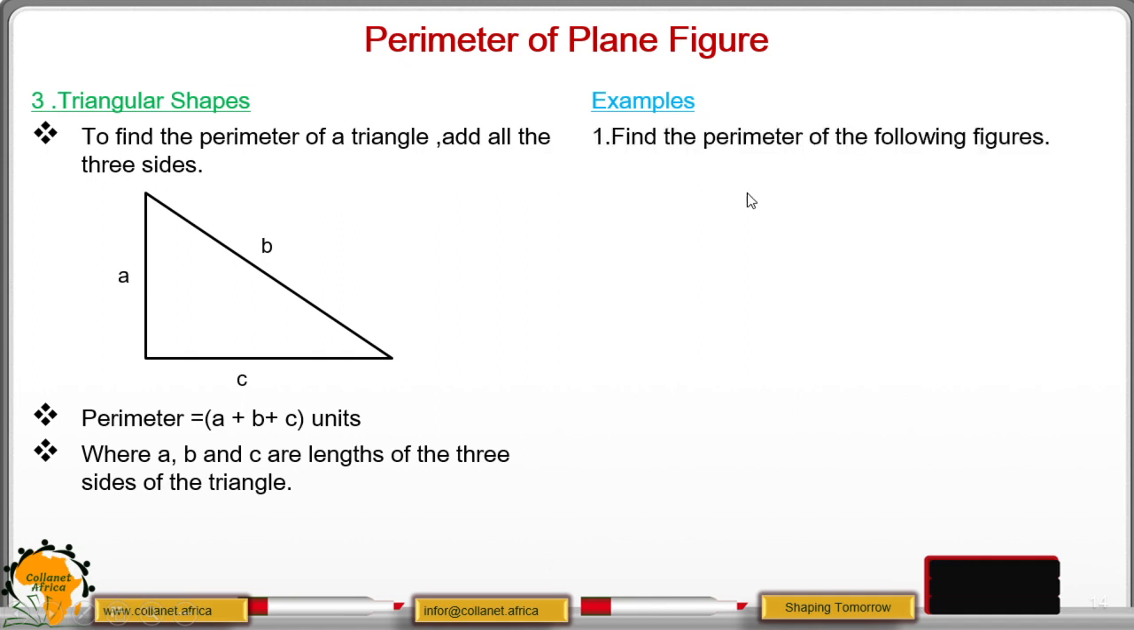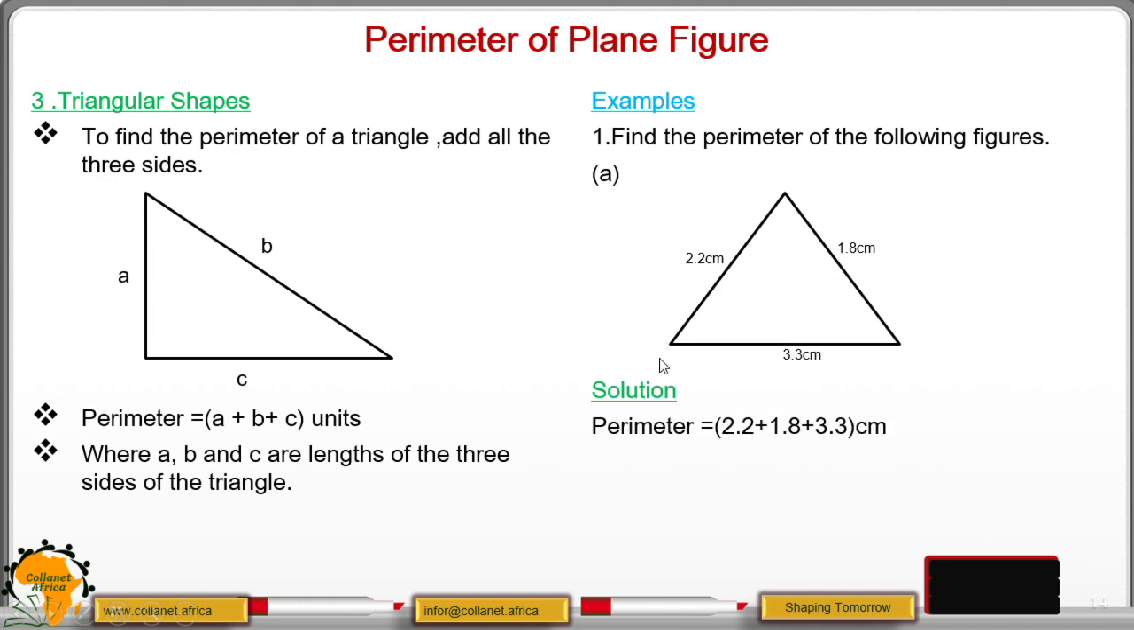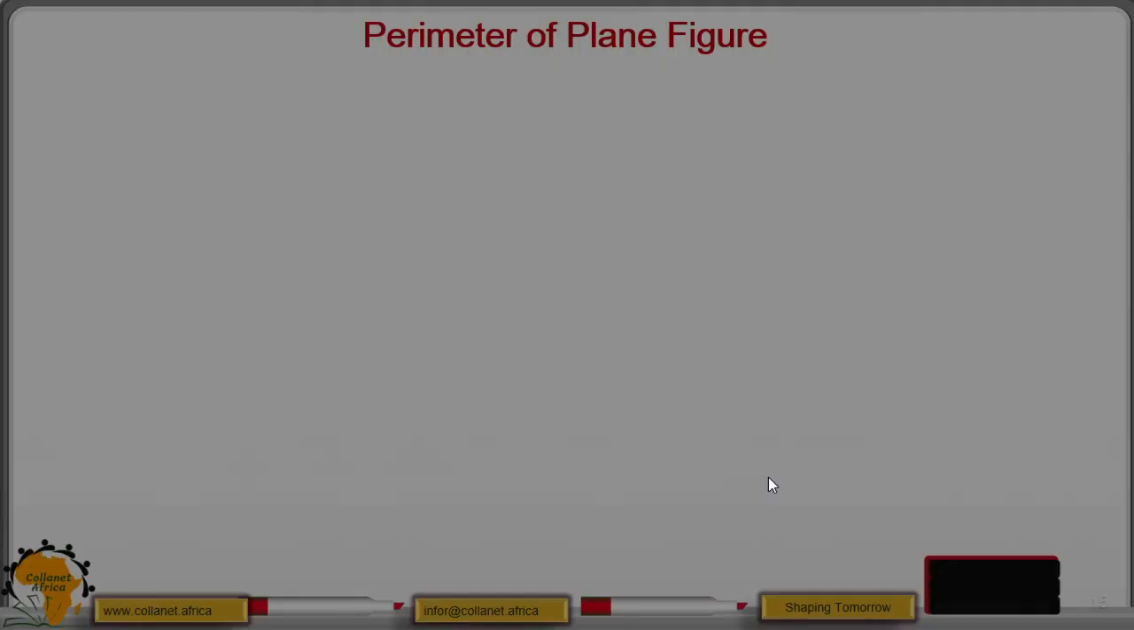So we can move to examples. Find the perimeter of the following figures. We have this as our first triangle. We've seen that for us to get the perimeter, you just need to add all the 3 sides. So you have 2.2, 1.8, and 3.3. And by so doing, you get that 2.2 plus 1.8 plus 3.3 is 7.3 centimeters.